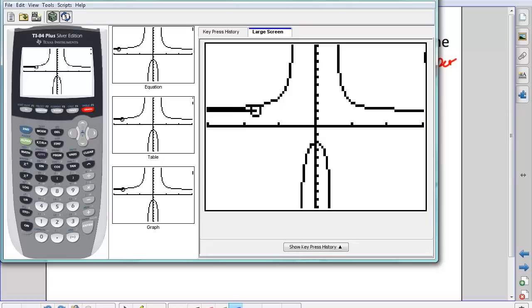You can notice the ends of the graph, the far left side and the far right side, once it gets over there, do start to line up with that horizontal asymptote. So that's exactly what we're expecting to see. It's exactly what we're looking for.